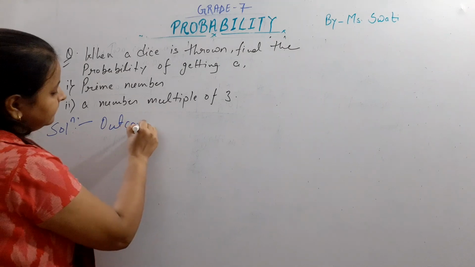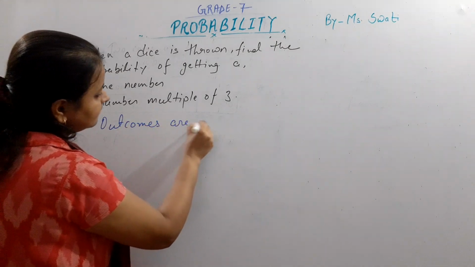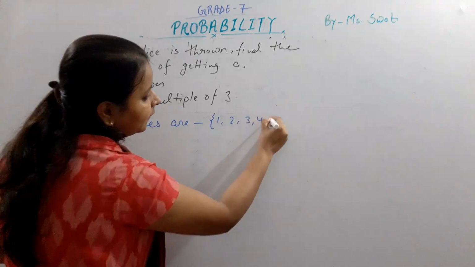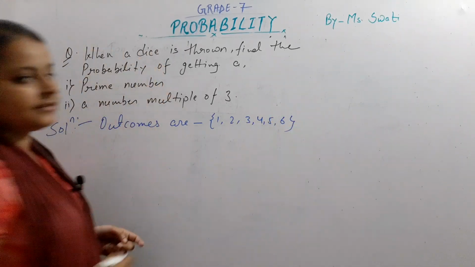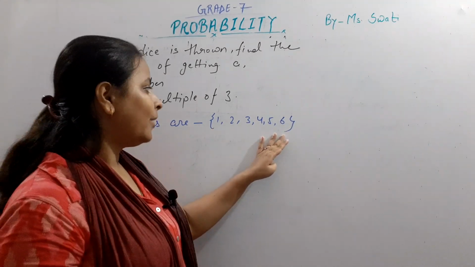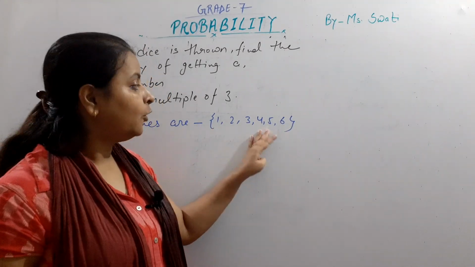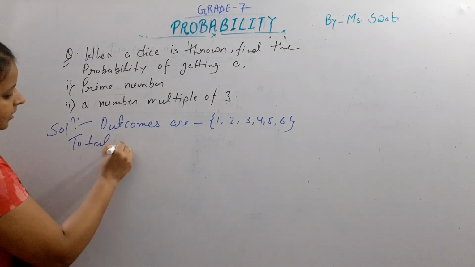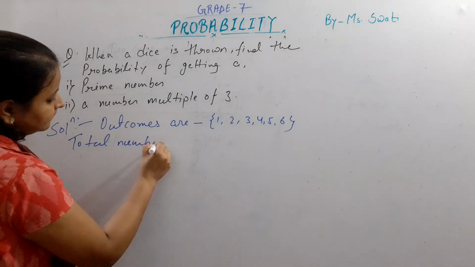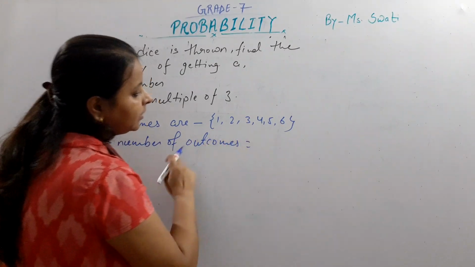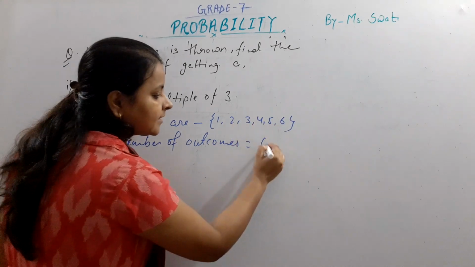Outcomes are 1, 2, 3, 4, 5 and 6. When we throw a dice, we get the outcomes as 1, 2, 3, 4, 5 and 6. So total number of outcomes is equal to 6.